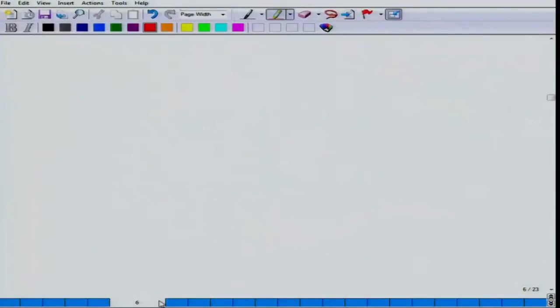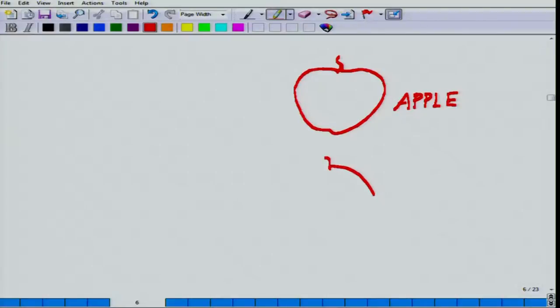So if I have to understand this, say for example, I show you an apple like this. Okay, this is an apple, and I show you, say for example, a mango. What makes an apple an apple, and what makes a mango a mango? And your eyes are looking at it.